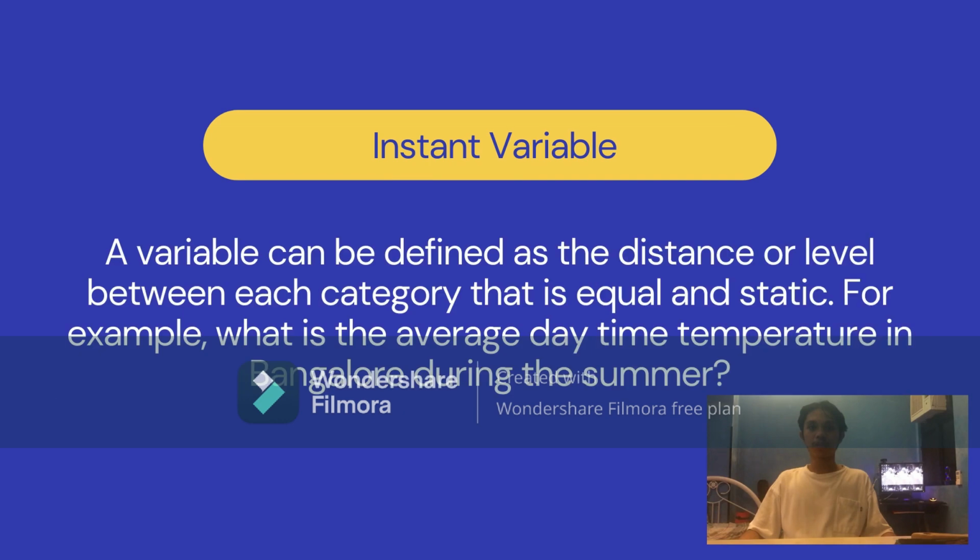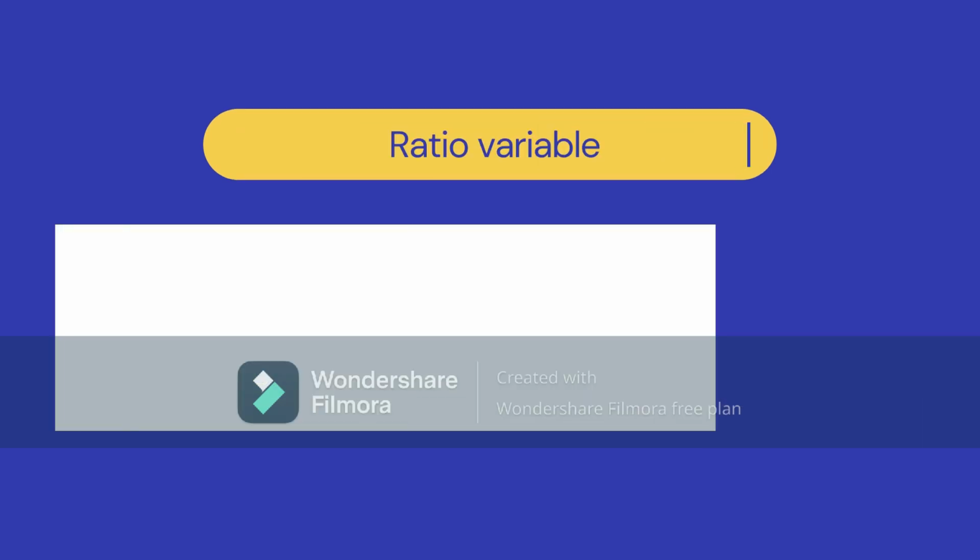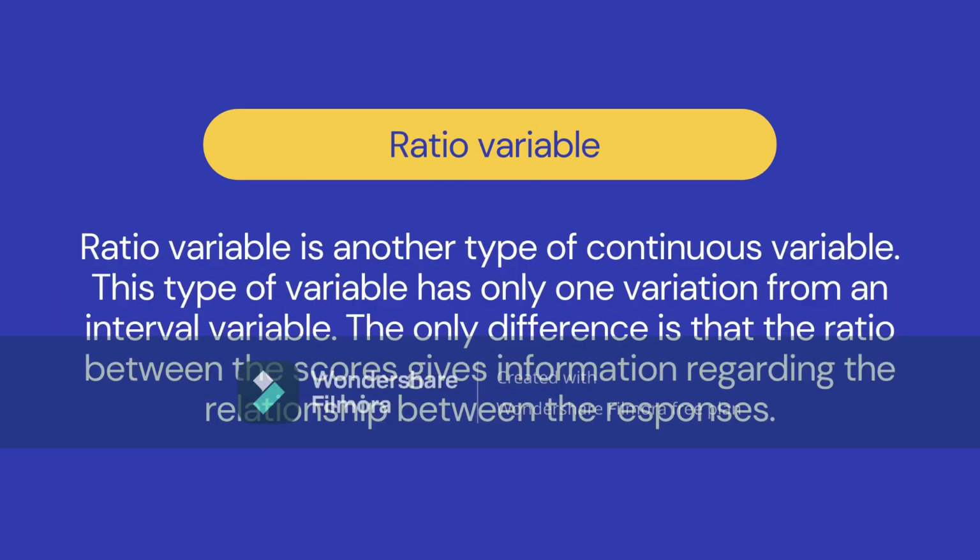A variable can be defined as the distance or level between each category that is equal and static. For example, what is the average daytime temperature in Bangalore during the summer? Ratio variable is another type of continuous variable. This type of variable has only one variation from interval variable. The only difference is that the ratio between the scores gives information regarding the relationship between the responses.